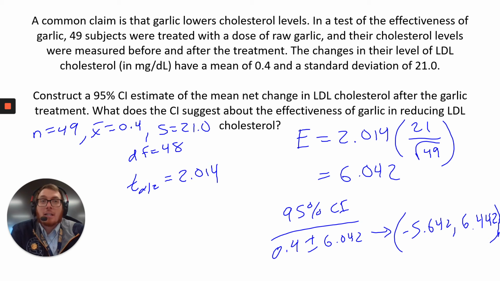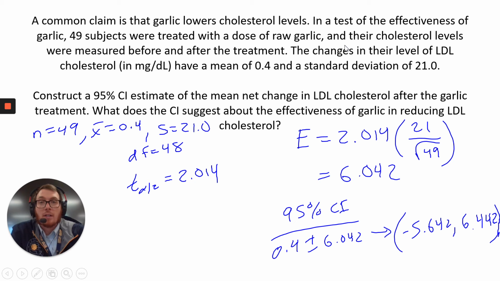Okay, this next question has a lot of words, so when you have a big question like this, we just need to make sure we take out the important information. So for example, this says the common claim is garlic lowers cholesterol levels. In a test of the effectiveness, 49 subjects, that's N, are tested with the dose of raw garlic.